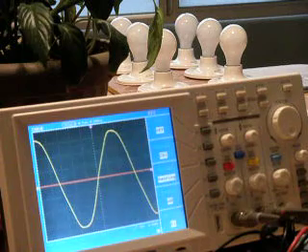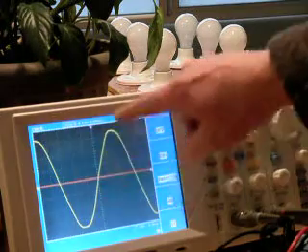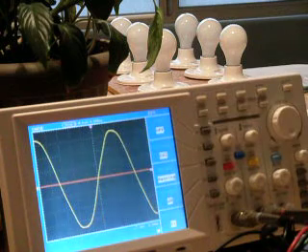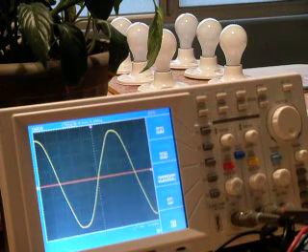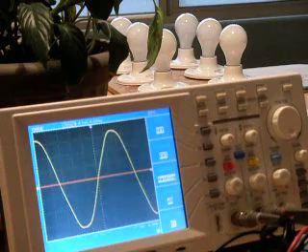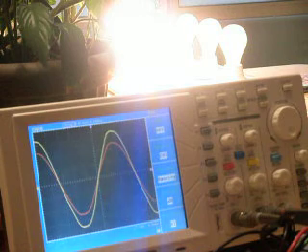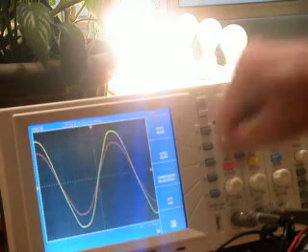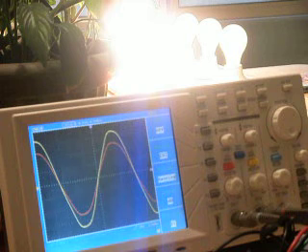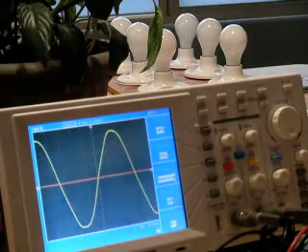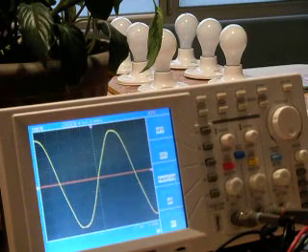On the oscilloscope you can see that we have a voltage waveform in yellow, and in red the current waveform. And currently we have no current because the lamp bulbs are switched off. So I'm going to switch on the first three light bulbs, and we can see that we now have current, and the current is following the voltage waveform, so they're in line, and that's what you expect on a resistive load. So if I switch that off, we can switch on a lamp dimmer.